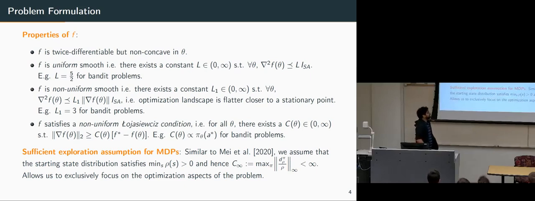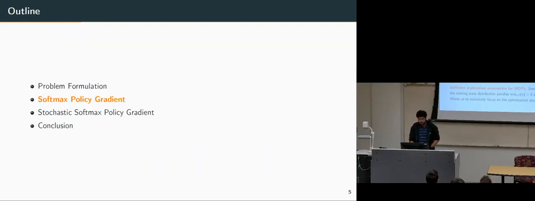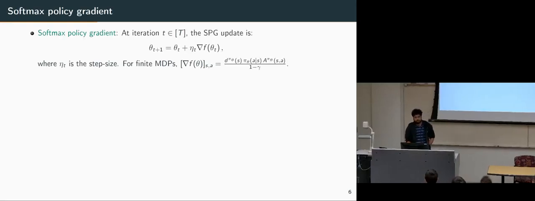So for MDPs, I'm just going to assume the sufficient exploration assumption. This is similar to the May et al. paper or Agarwal's paper in the beginning, which says that the starting state distribution has full support, and hence this mismatch ratio, the C infinity, is bounded. Okay, so this will just allow us to focus on the optimization aspects without worrying about exploration, at least for now.